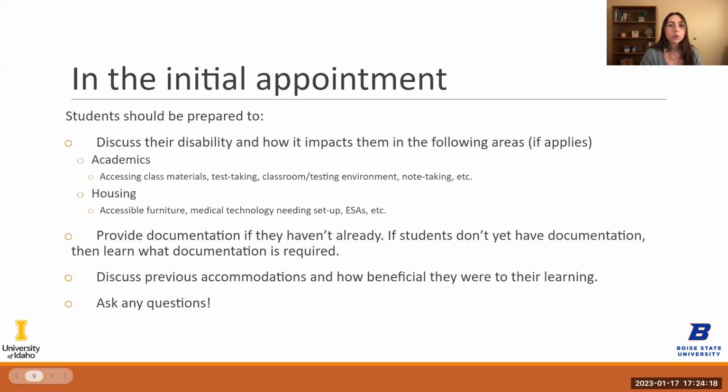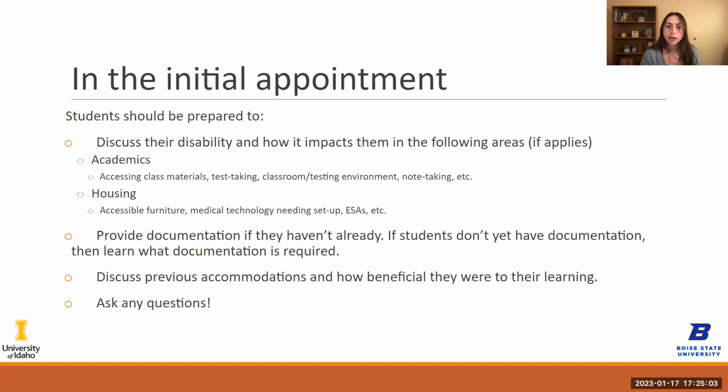And then in the initial appointment, these are things that the student should be prepared to talk about. Discussing their disability and how it impacts them in academics. So that could be accessing class materials, if they need extra time, like that 48 hours of having extra time, or I had one student who needed the module opened up a little bit earlier so that they had more time to review homework and assignments and more time to work on it. Test taking, whether that's in a one-person room, a silent room, depending on what test taking needs they have.